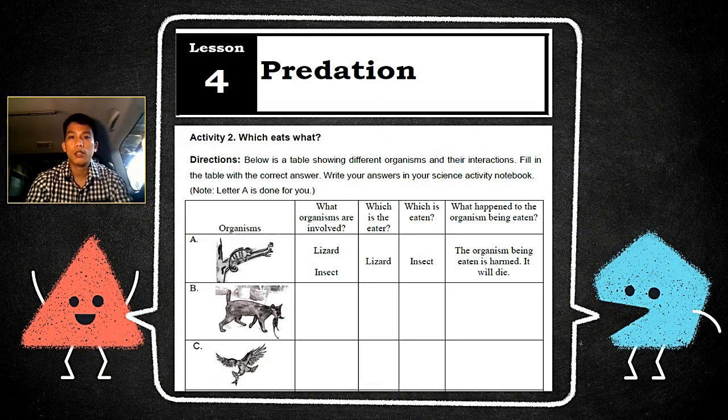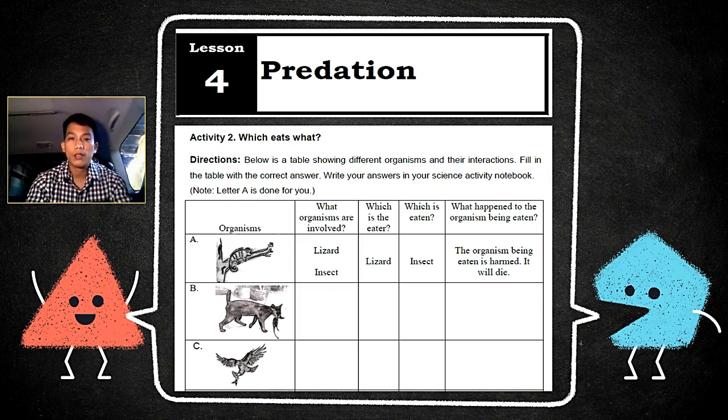Next lesson is your lesson 4, predation. For the first activity, which is what? The direction below is a table showing different organisms and their interactions. Fill in the table with the correct answer. Write your answers in your science activity notebook or in your answer sheet. So letter A is already done for you.